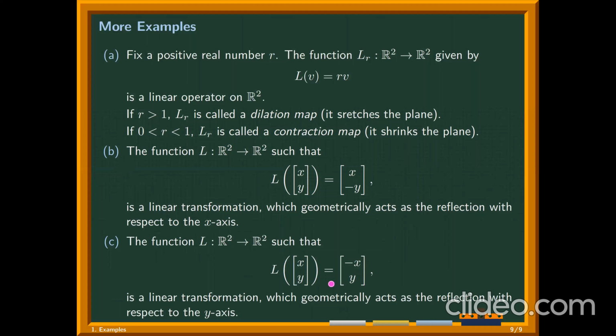A similar example is the function as shown, L of (x, y) equals (negative x, y), which acts as the reflection with respect to the y-axis. So the positive x-axis becomes the negative x-axis and vice versa.